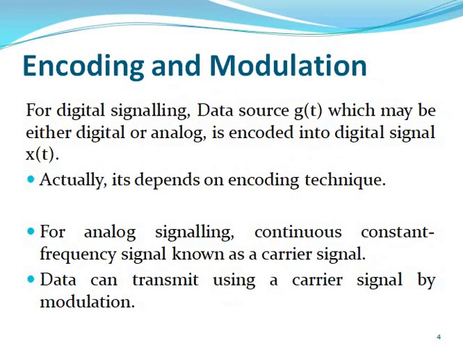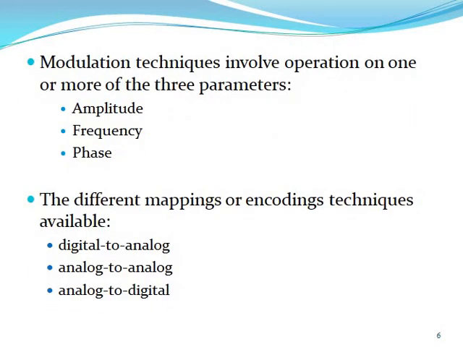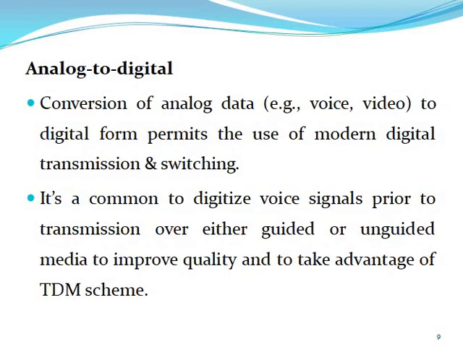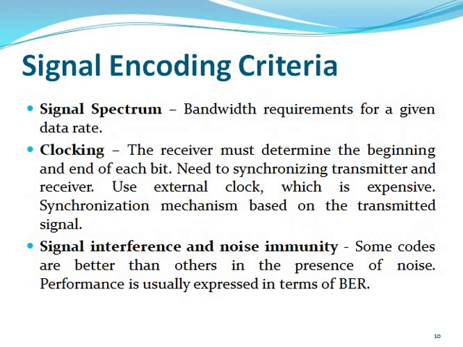So we have discussed what analog to digital is, and we can show encoding and decoding modulation. Now we can show the different types of encoding: digital to analog, analog to analog, and analog to digital. So this is the basic of modulation. Now we can show the signal encoding criteria. First we can show the signal spectrum. The signal spectrum is the bandwidth required for a given data rate.